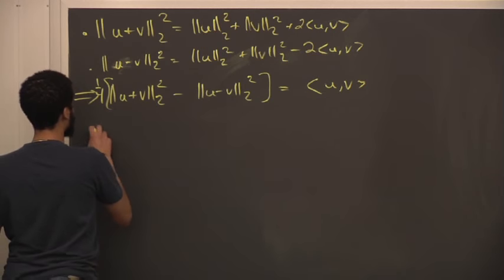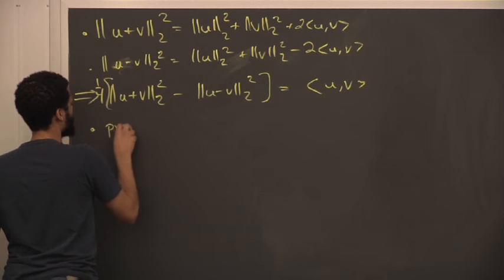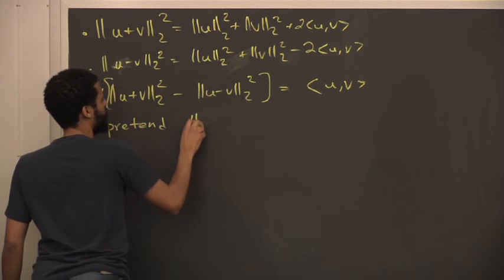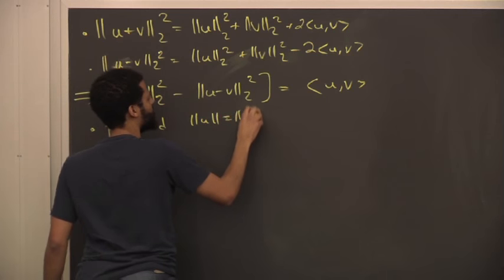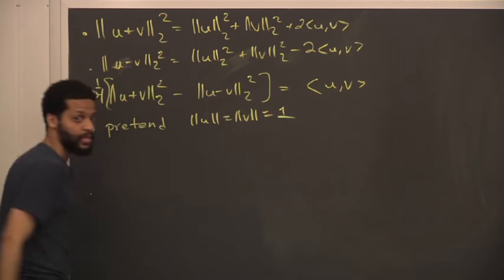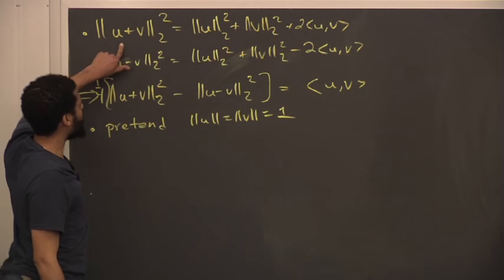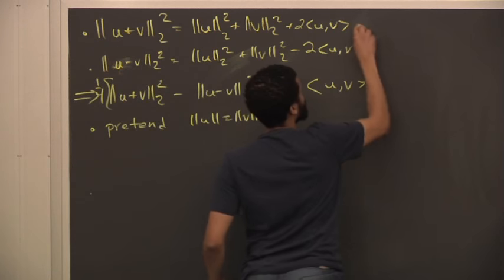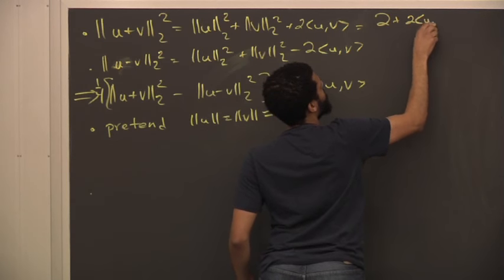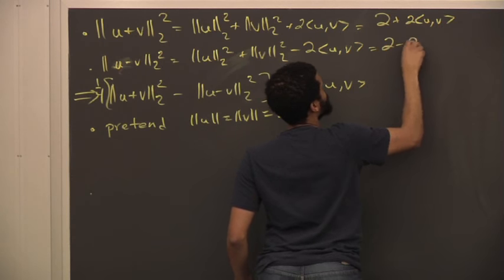Now, pretend u and v are both unit norm vectors, right? Then this is equal to 2 plus 2 u·v. This is equal to 2 minus 2 u·v.